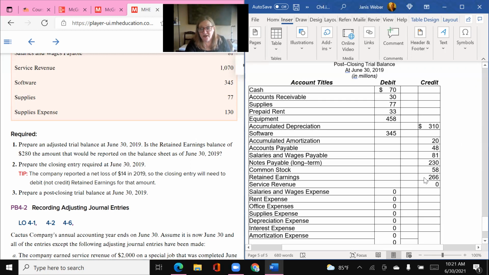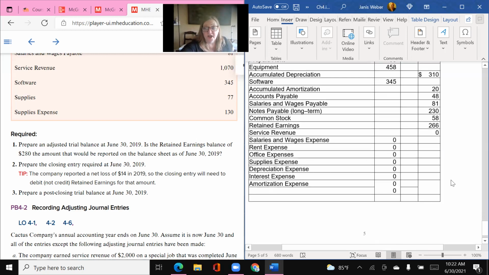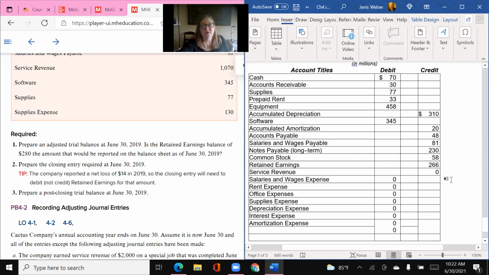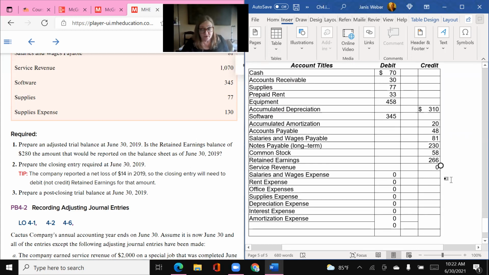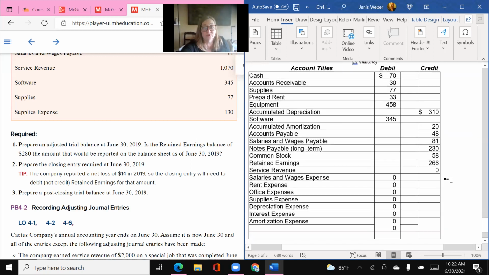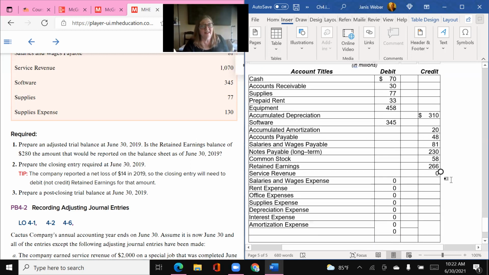And when you get to retained earnings, you post your new balance. All the rest of the balance sheet accounts are exactly the same as they were in the adjusted trial balance. We haven't changed any more of those. Closing doesn't affect balance sheet accounts with the exception of retained earnings. So retained earnings changed and all the revenue and expenses are wiped out. In actuality, your post-closing trial balance wouldn't even have a list of the revenue and expense accounts. It would just end right here at retained earnings.